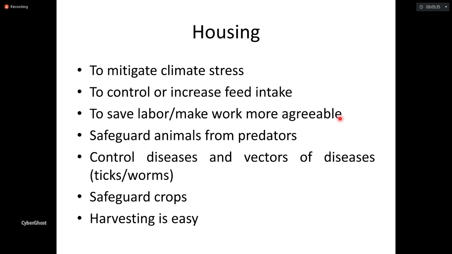You see, the animals are being reared under a free environmental system, a free grazing system.